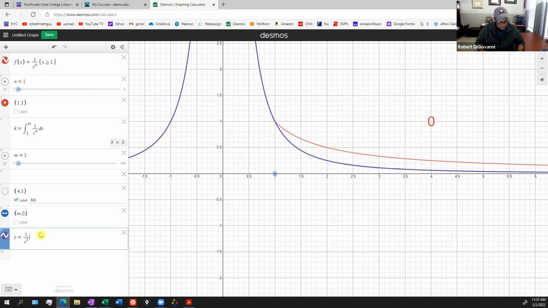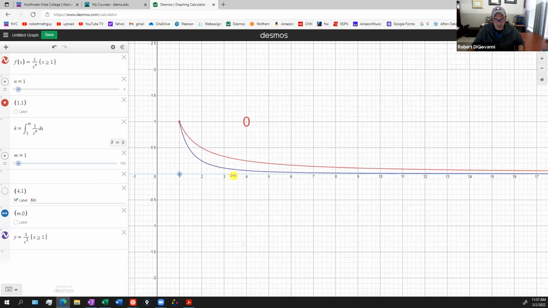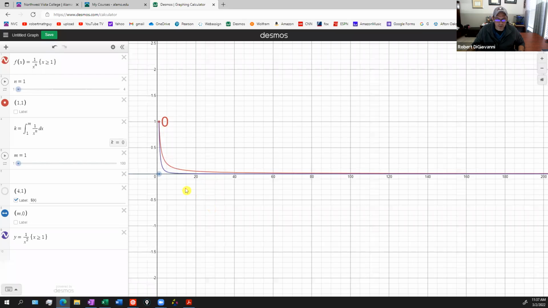So the purple one is 1 over x squared. The red one is 1 over x. I think we would agree that they're both behaving in a similar manner, right? They're both kind of diving down towards the x-axis. But the 1 over x squared seems to head to that x-axis a lot faster than 1 over x does, right? But they both do have that asymptote. As you head out to infinity, they both head towards 0. So they both have the same horizontal asymptote.